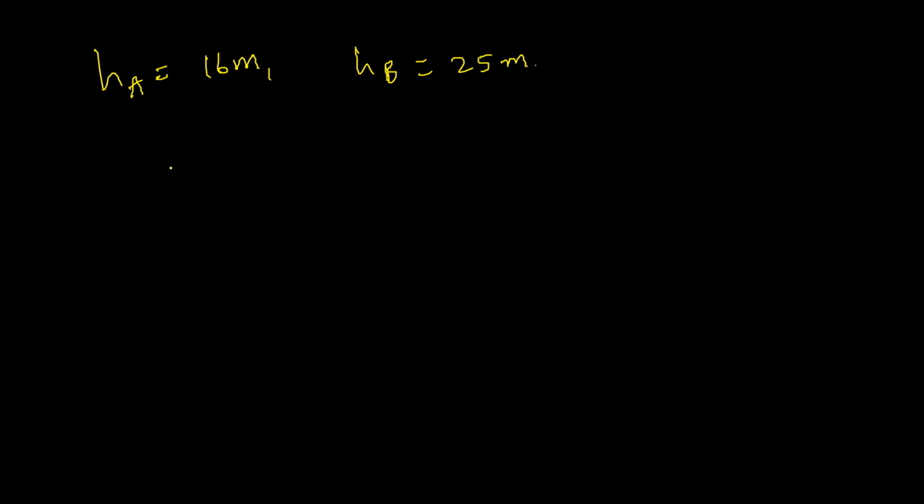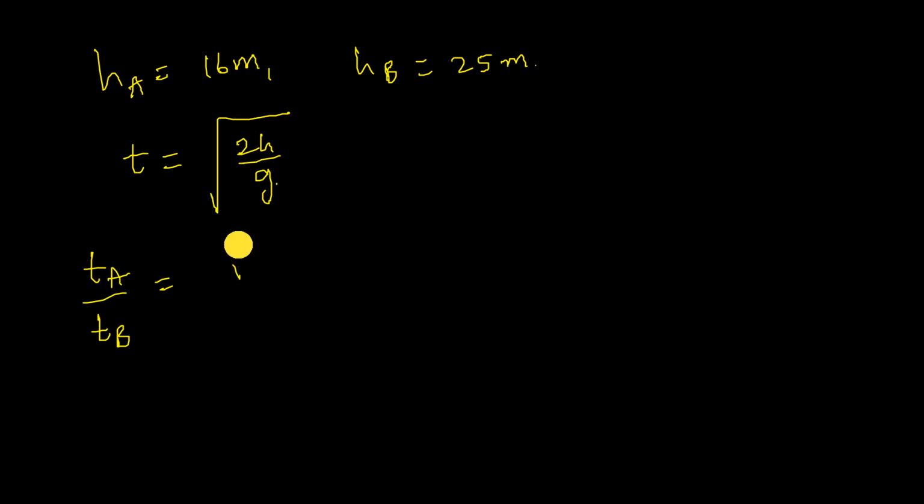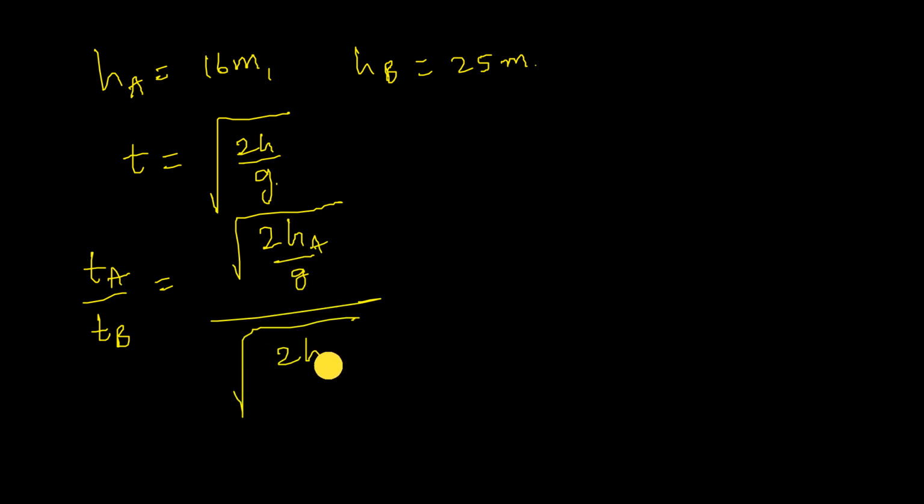Okay, and we know the time taken by a body to reach the ground from a certain height is T equal to root over 2h by g. Now, Ta by Tb equals root over 2ha by g divided by root over 2hb by g. So if you do it, you'll get it.